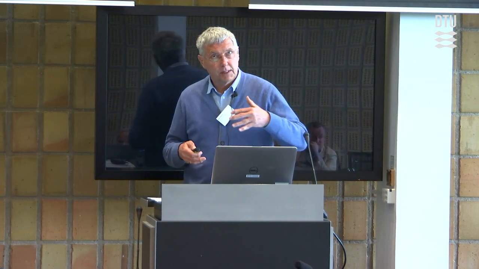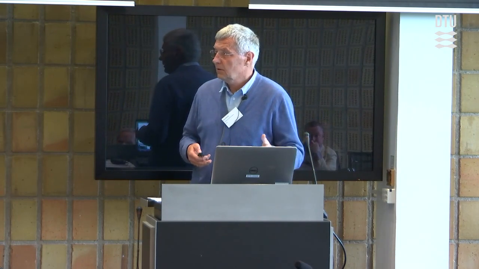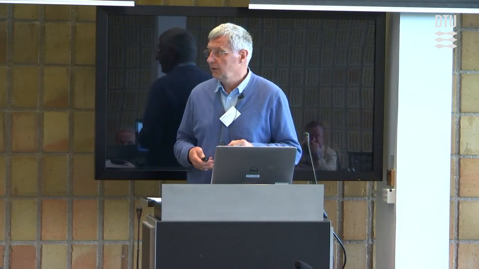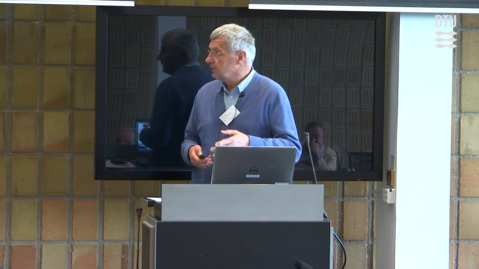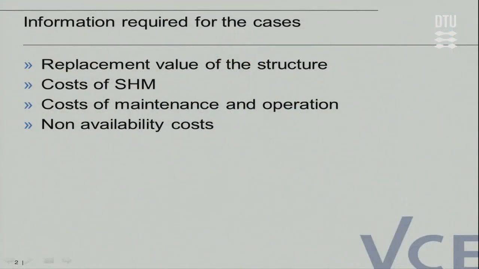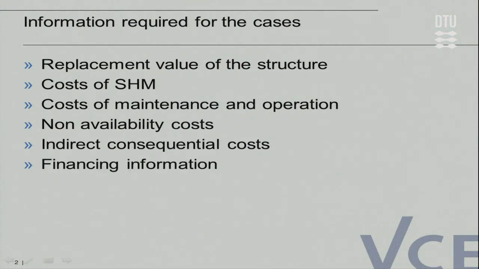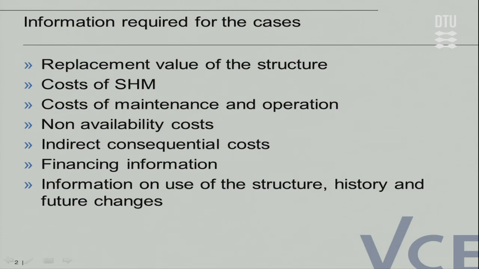Then we go into non-availability. If we have a bridge, people cannot pass across the bridge, or they have, let's say, 20 minutes delay on passing the bridge. And if there are 200,000 vehicles, you can quickly imagine how many hours are lost. Other indirect consequential costs, we can maybe sideline them now, but if we go into this in depth, we will find out that this is important. Financing information we will need to consider in these life cycle engineering models.